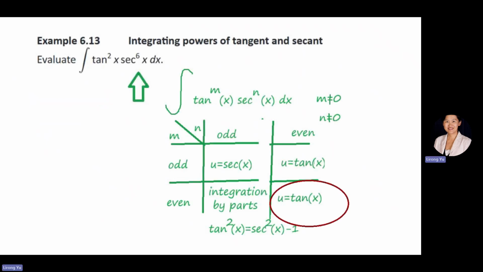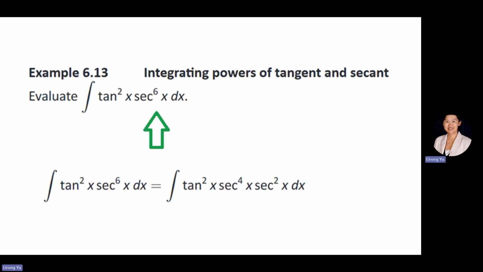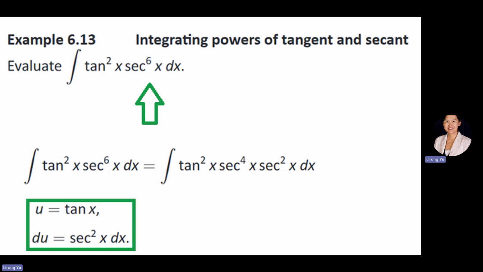The second scenario: secant is even, and tangent is also even, u equals tangent. I'm going to do this. You have an even power in the secant that allows you to factor out secant squared, and then you're left with secant to the 4th power. We are going to set u equal to tangent, so secant squared x dx is du. And that's u squared. And what happened to the secant to the 4th power?